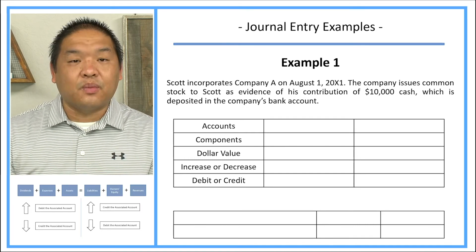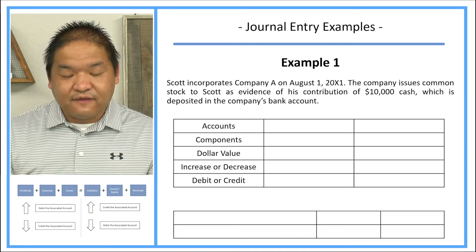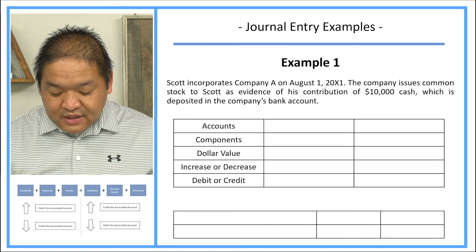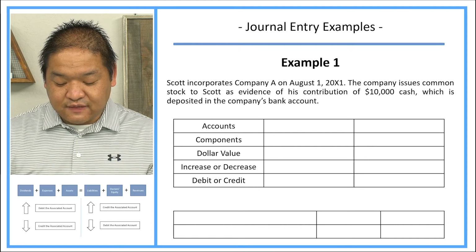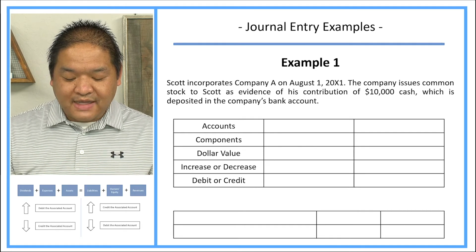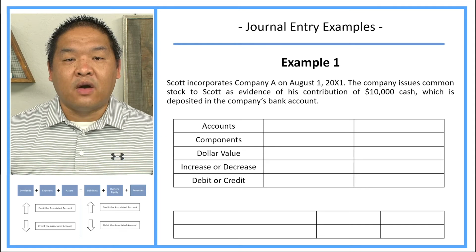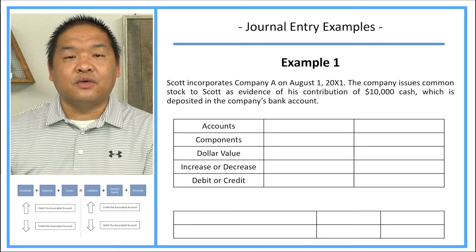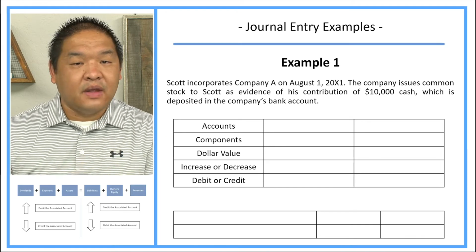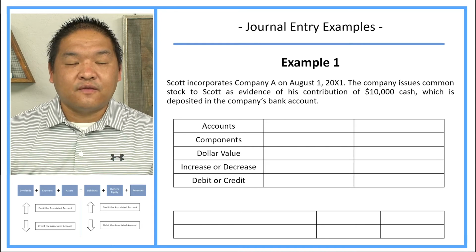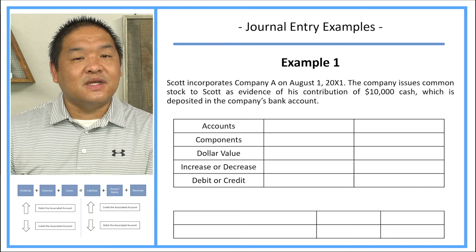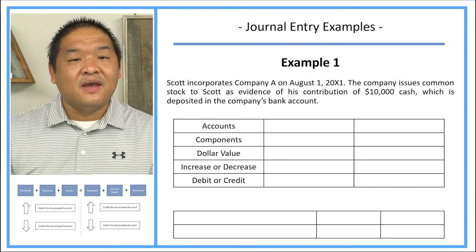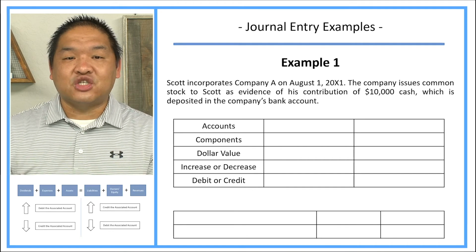It says Scott incorporates Company A on August 1st, 20x1. The company issues common stock to Scott as evidence of his contribution of $10,000 cash, which is deposited into the company's bank account. Now, as we are looking at these examples, we are Company A. Everybody else is external from us. So in this case, the question I would ask is, does this meet the definition of an economic event? And this does, because there's something being exchanged.